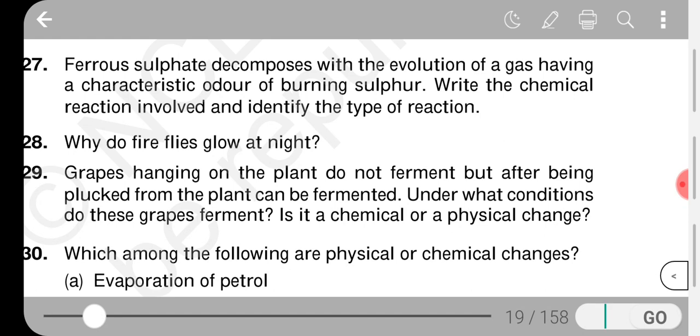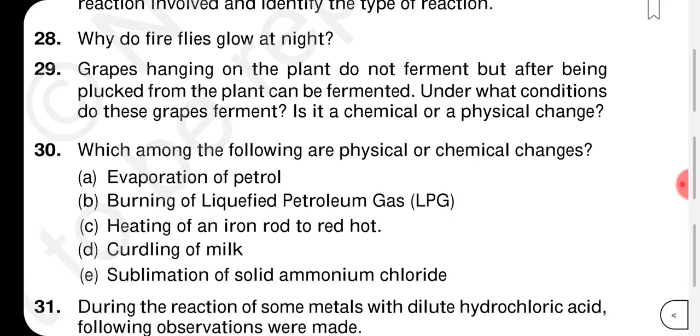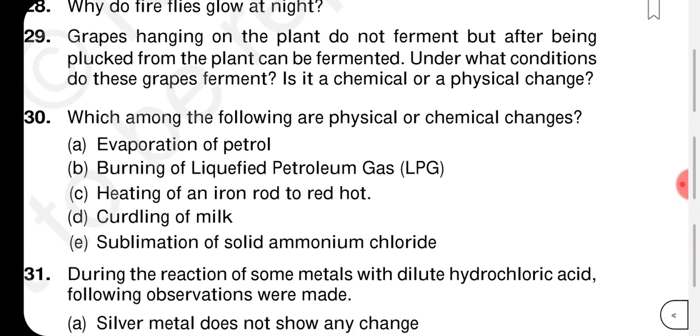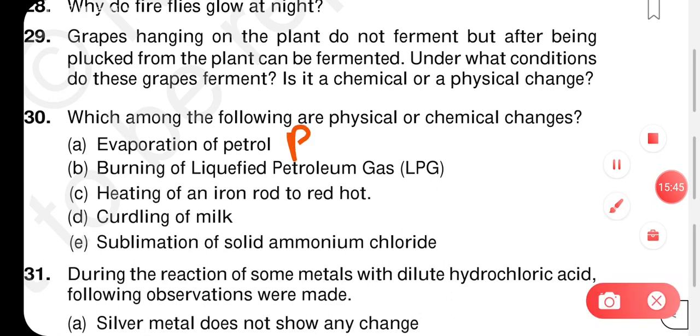Which among the following are physical or chemical change? Evaporation of petrol, what kind of change is it? Evaporation of petrol is a kind of physical change. Burning of LPG is a chemical change. This is a physical change, whereas burning of LPG is a chemical change.